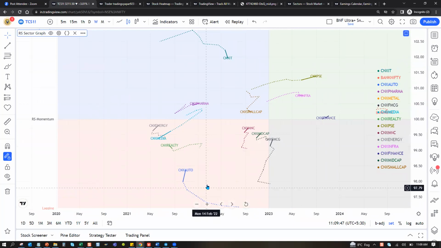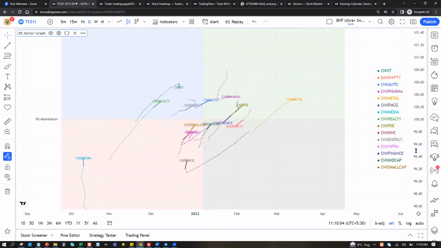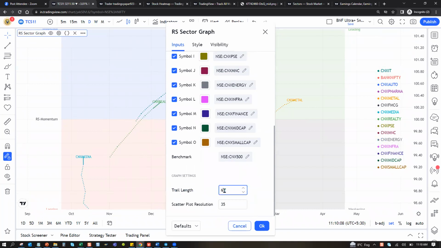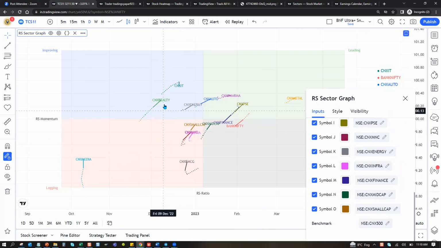There is literature, and this kind of indicator is available for the US. I didn't find it anywhere in TradingView, so we coded it and you can play around with it. What I wanted to show apart from this is that in the inputs you can change the trailing length. If this feels annoying to you, let's say you can use just 3. So this trail length will reduce, and the clutter you felt earlier will be gone.